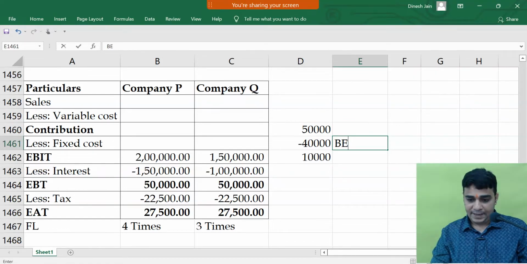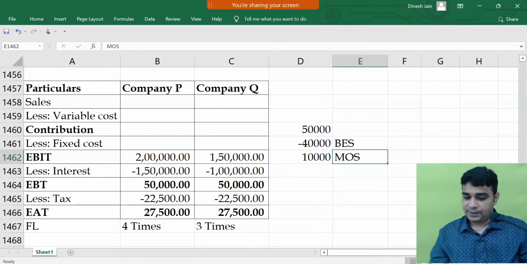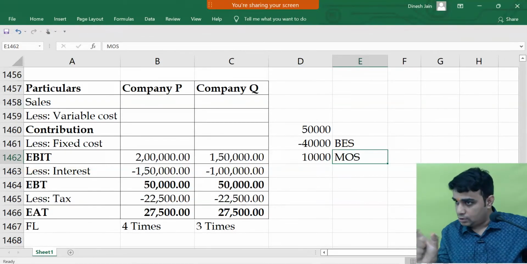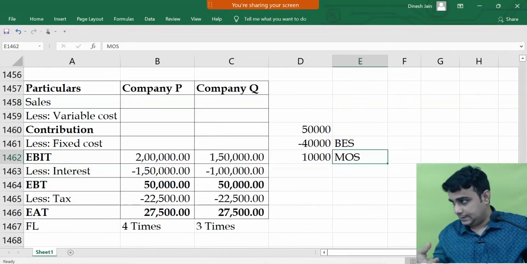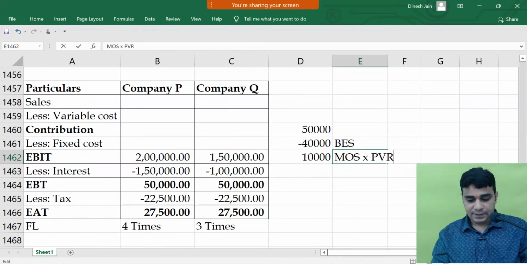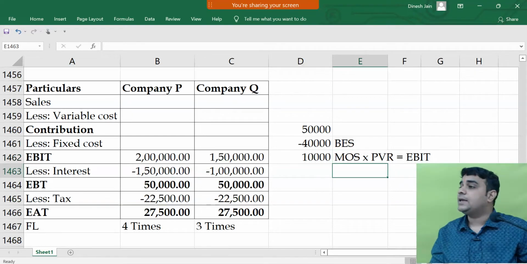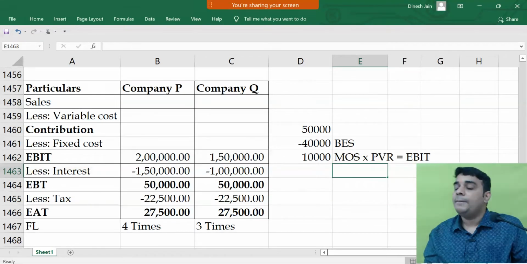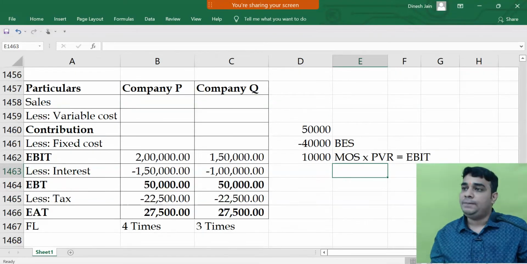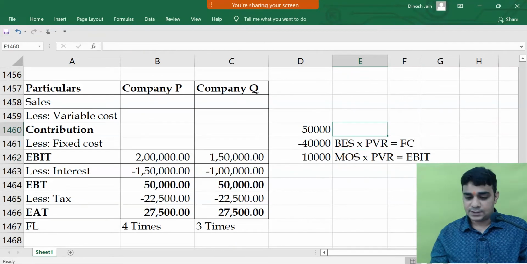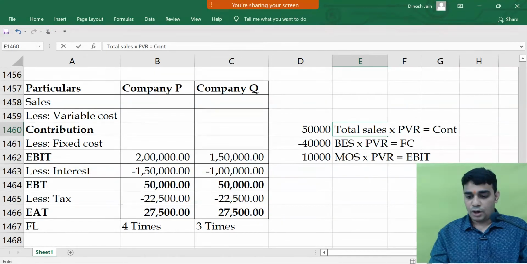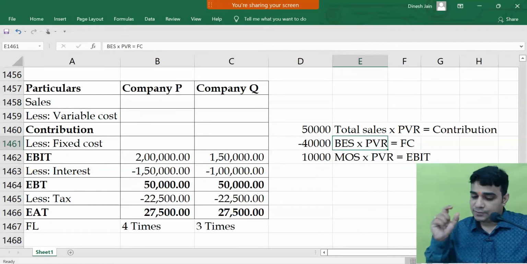This is break even sales. This is margin of safety. Margin of safety is 10,000 on a base of 50,000, because margin of safety into PVR will give me EBIT. Normally it gives profit, but in the context of this question it will give you EBIT. Break even sales into PVR will give you fixed cost, and total sales into PVR will give you contribution.